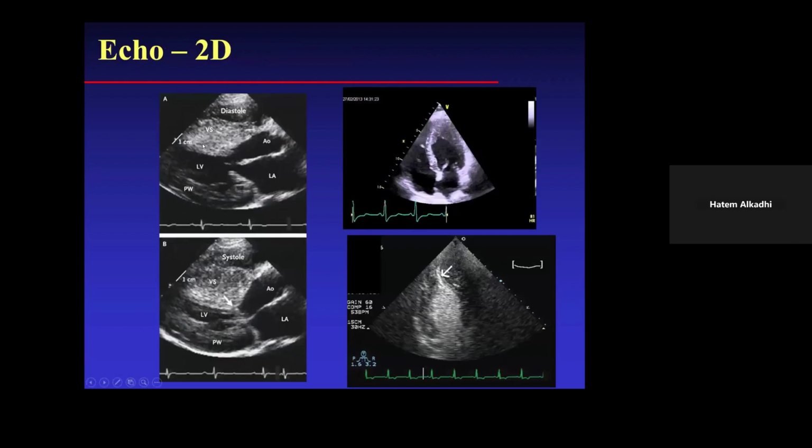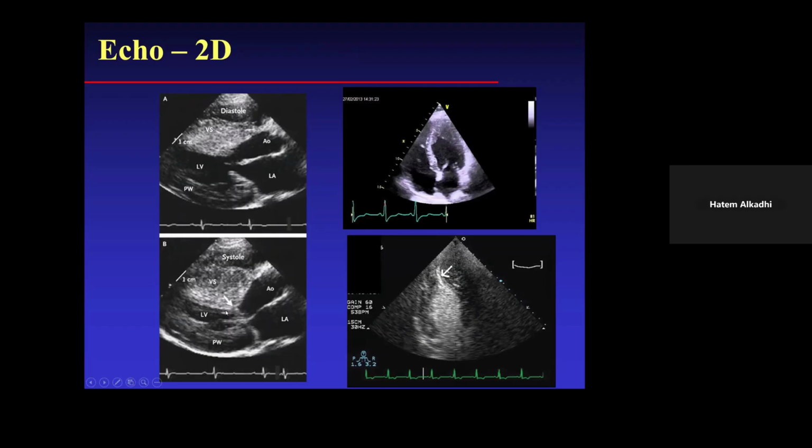So these are typical echo images from different patients with HCM. On the left, in diastole, is a patient with massive septal hypertrophy, and systole on the bottom. You see that there's systolic anterior motion of the mitral valve. That's due to a couple of reasons.